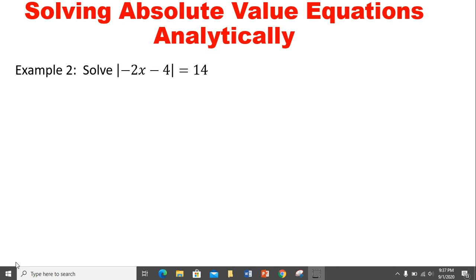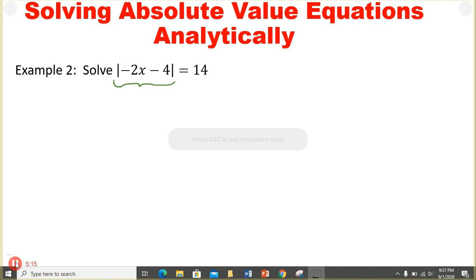Okay, so now let's look at example 2. Let's solve this one analytically. The first step is isolate. And when we look at this example, we notice that this absolute value is already isolated. We don't have any numbers in front of the absolute value, or any numbers behind the absolute value. So we're ready to separate it.